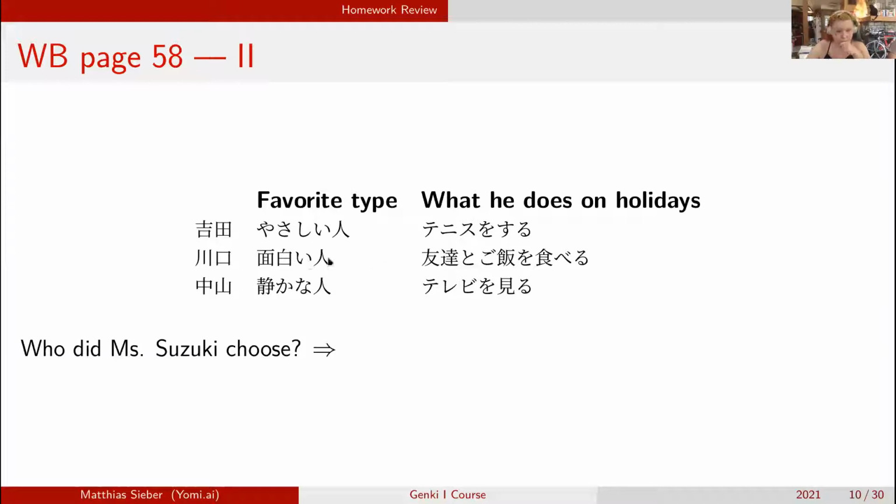Kawaguchi-san, 面白い人ね, and 友達とご飯を食べます。食べる。And then we have Nakayama-san, 静かな人。And then we have テレビを見ます。Which I guess in times of a pandemic isn't like the most disliked person in general. I mean, I'm not evaluating anything, what you do with your free time. It can be, but yeah, anyway, I should stop talking. But ultimately, Suzuki-san chose Yoshida-san, no? Who prefers a yasashii hito and plays tennis.